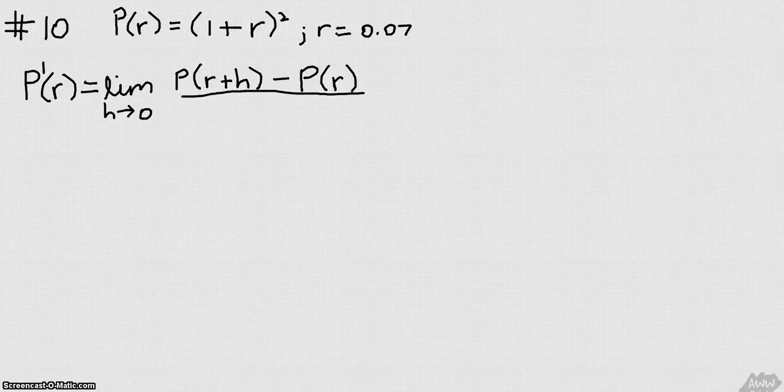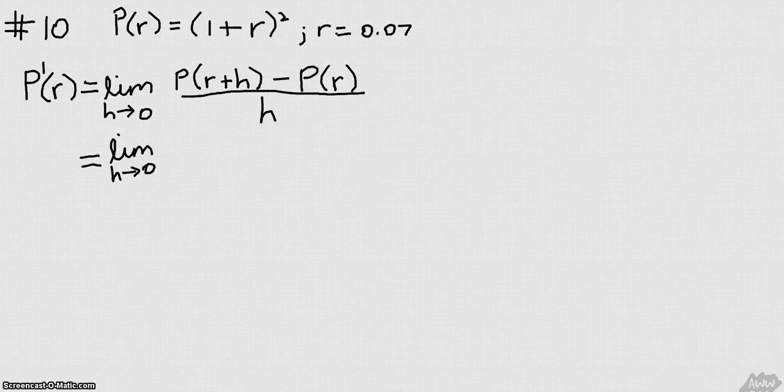all over h. So the four-step method would have you calculate this first, then the entire numerator, then divide it by h, and then take the limit of that. I'm going to go ahead and do the four-step right here in the solution. So p of r plus h, what does that mean?